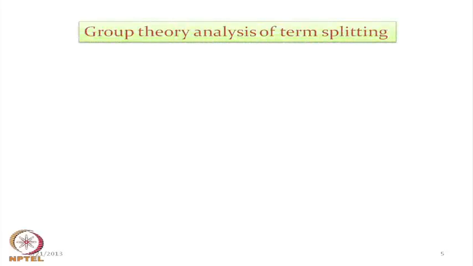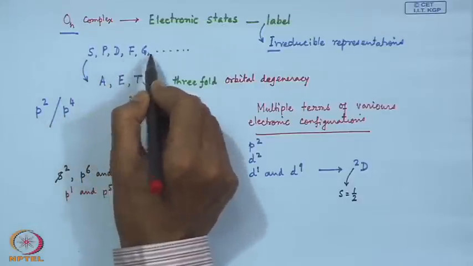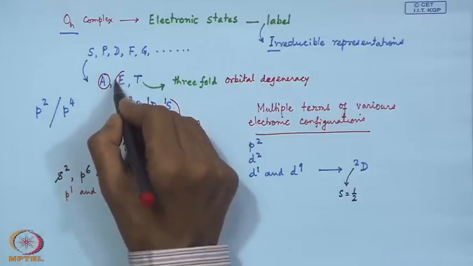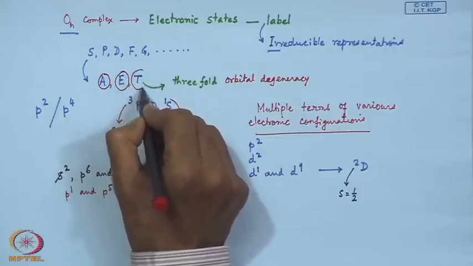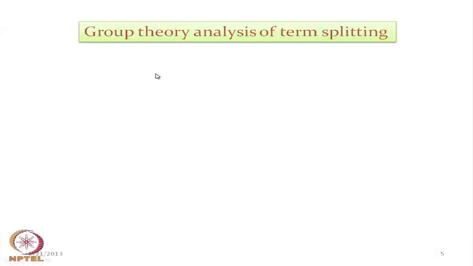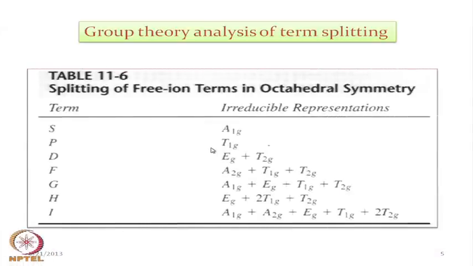So, we can have the corresponding group theoretical analysis for term splitting, because we get those terms, but we cannot have the corresponding terminology for those terms which have split. When we have S, P, D, F and G, under the crystal field we have the A term, the E term and the T term. These are the corresponding split terms in the crystal field.